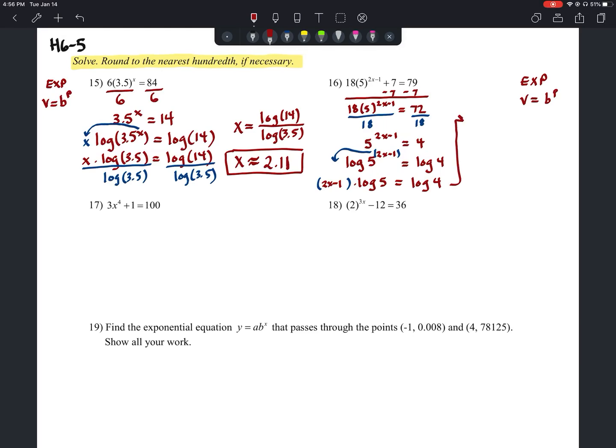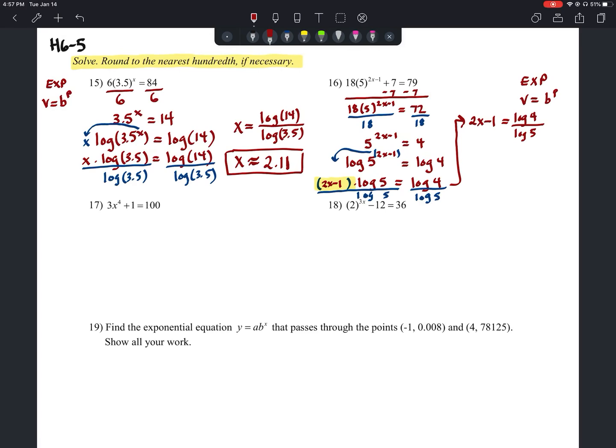And as we continue, we need to get this quantity that's 2x minus 1 here, where the x is, by itself. So we're going to divide each side by our log of 5. So I'll rewrite that over here. So we have 2x minus 1 now equals the log of 4 divided by the log of 5.